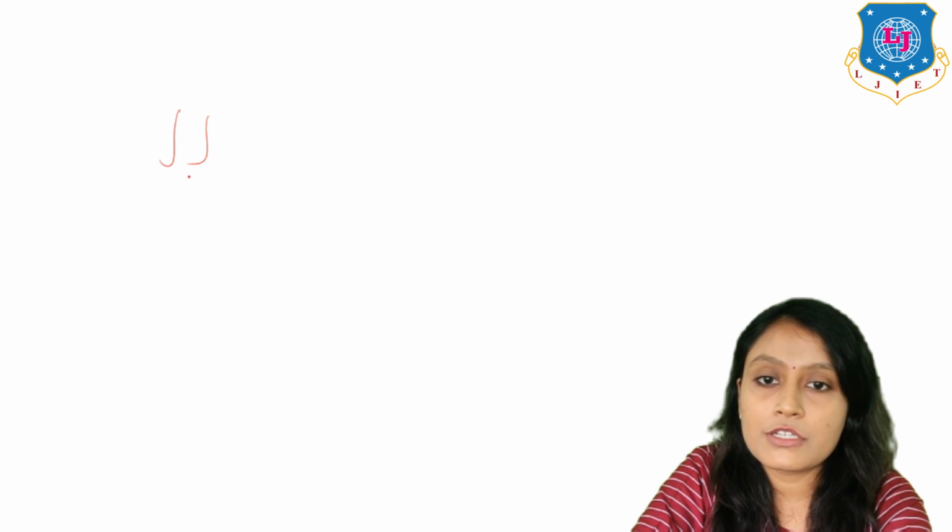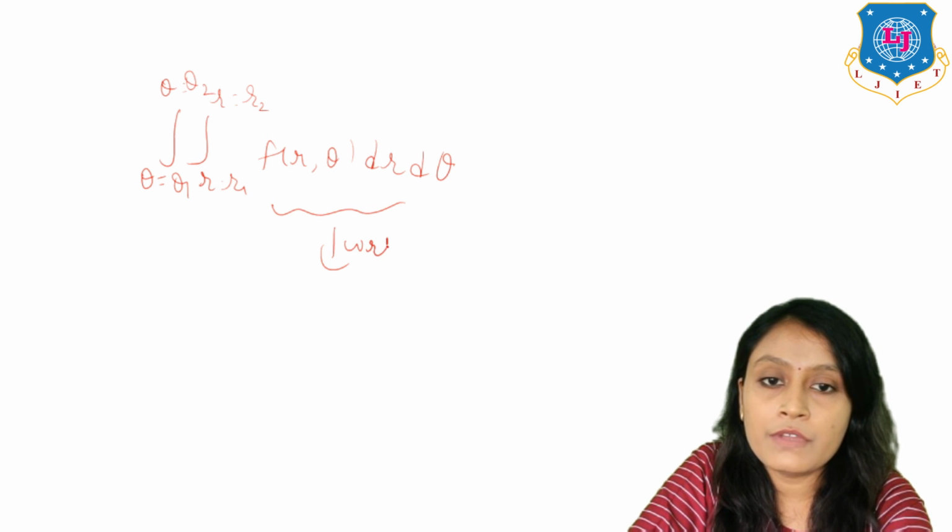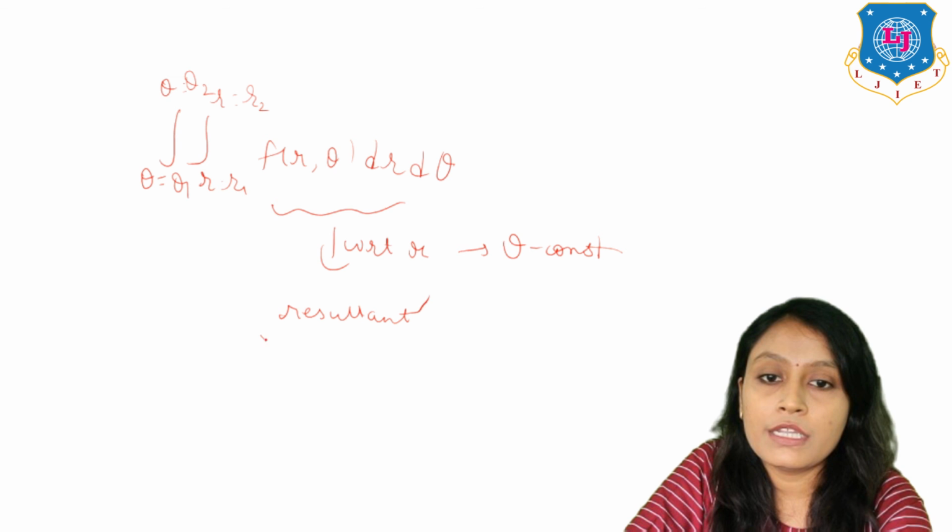So what we have studied in today's session is this integration where the limits of theta are from theta 1 to theta 2, and the limits of r are from r1 to r2, and we have a function in the variables r and theta, with dr d theta. Firstly we have to integrate with respect to r and keep theta as a constant. Then we have to integrate the resultant integration with respect to theta to get the final answer.